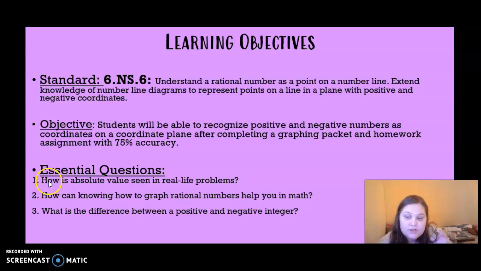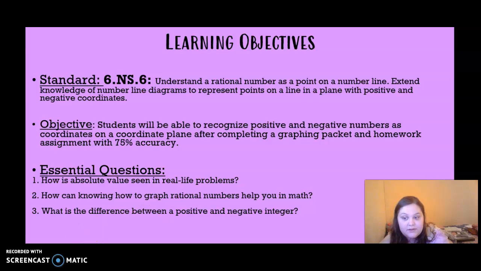Our first essential question is, how is absolute value seen in real-life problems? Number 2 is, how can knowing how to graph rational numbers help you in math? And number 3 is, what is the difference between a positive and negative integer? By the end of this lesson, and really by the end of the entire unit, you will be able to answer all of these questions. You'll be able to look back on the objectives and know if you mastered the standard or not.